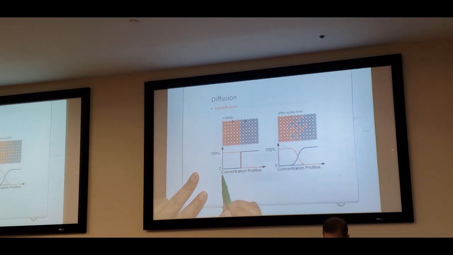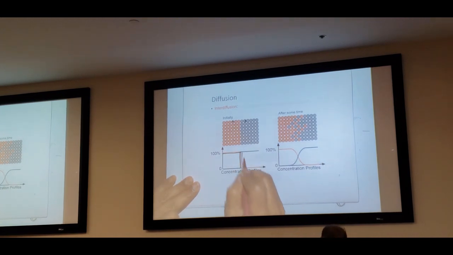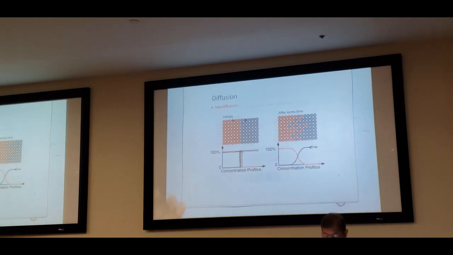Interdiffusion of atoms. If you look at the concentration profile, initially this side is completely element A, and the second side is completely element B. But with time, you see the concentration changes at the interface. This is just to give you the idea that this type of atomic diffusion can take place even in solids. That is solid state diffusion.